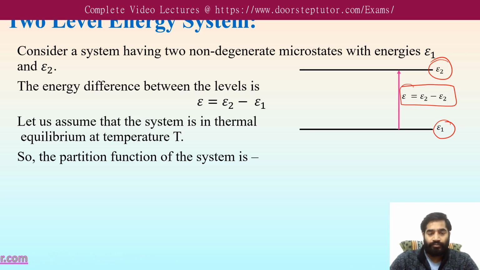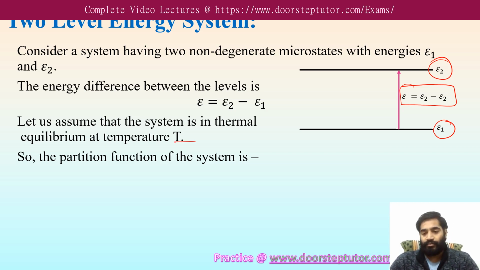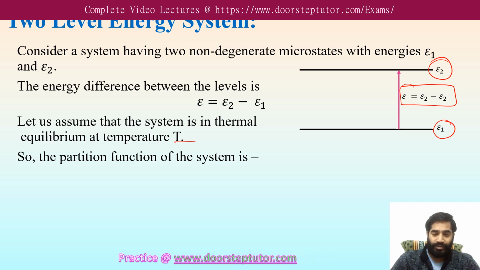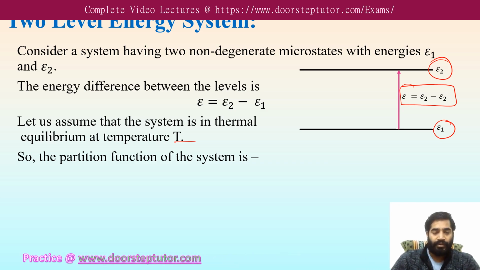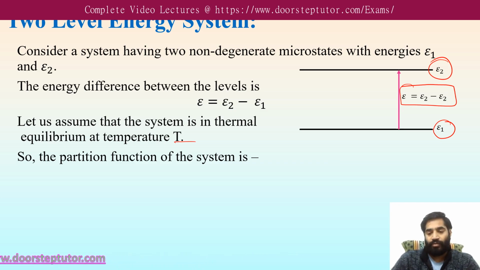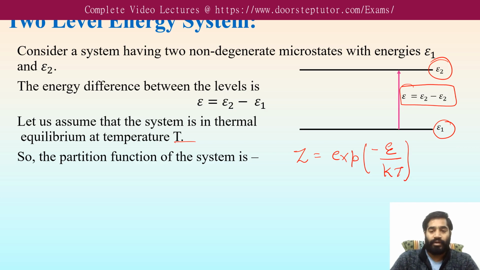For that, let's assume the system is in thermal equilibrium, and the temperature is T. Now we need to find the partition function for this system in thermal equilibrium. For the partition function, you know the formula: Z equals the sum of e to the power minus E by kT, where E is the energy of the system at temperature T, and k is the Boltzmann constant.